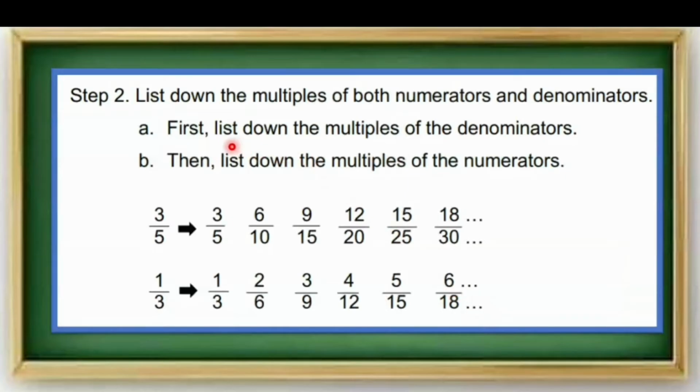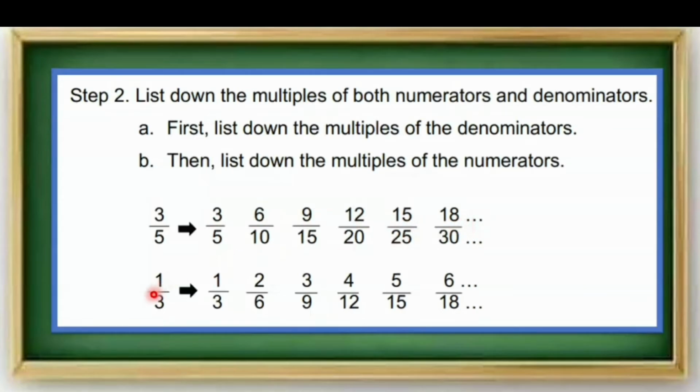The second step, list down the multiples of both numerators and denominators. So first, list down the multiples of denominators. So ito, ang denominators natin. So we start from 5, 10, 15, 20, 25, 30, so on and so forth. And then the multiples of numerators is 3, 6, 9, 12, 15, 18.